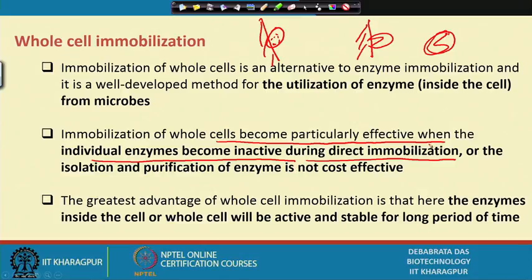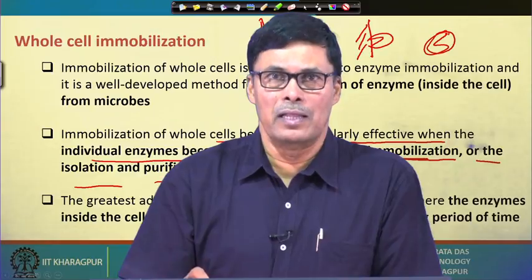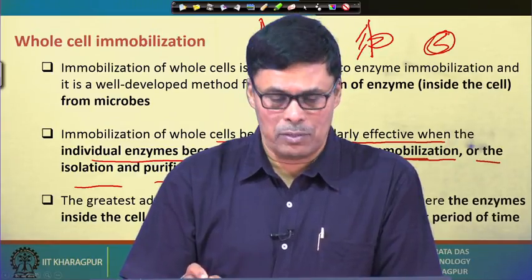So, when the individual enzyme becomes inactive during direct immobilization, or when the isolation and purification of enzyme is not cost effective, because we always find that proteins are costly. Not all proteins are enzymes; the proteins with an active site are enzymes. Enzymes are more costly. So, if you consider any kind of pure enzyme, obviously it will be very costly, but when you consider any kind of cell, we will find that it is less costly.